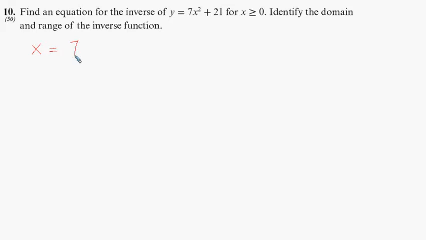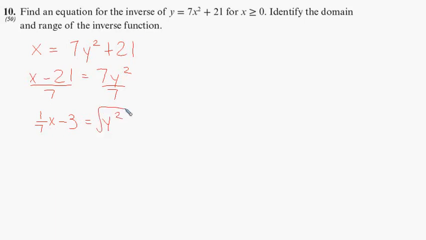So now I have 7y squared plus 21. Solve for y. That's always what we do when we're writing inverse functions, which means I'm going to bring the 21 over. So that leaves me with x minus 21 equals 7y squared. Divide everything by 7. Remember, I'm looking to get y by itself. So now I have 1/7 x minus 3 equals y squared.